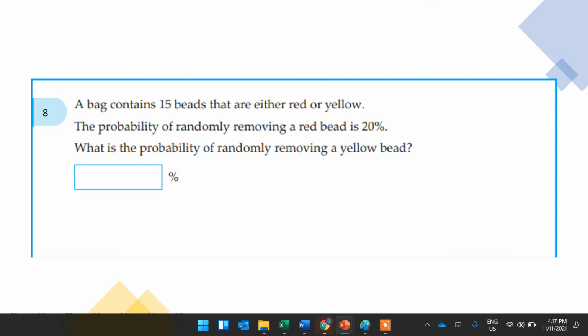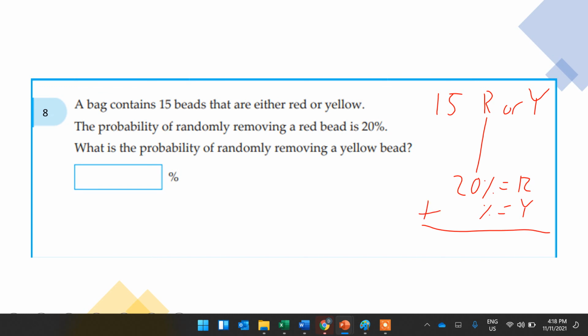A bag contains 15 beads that are either red or yellow. Probability of randomly removing a red is 20%. 20% of them are red. And we have to equal 100%, which means if this is the red, we need something else percent to be yellow, and those two added together need to be 100% total. 100 take 20 is 80%.